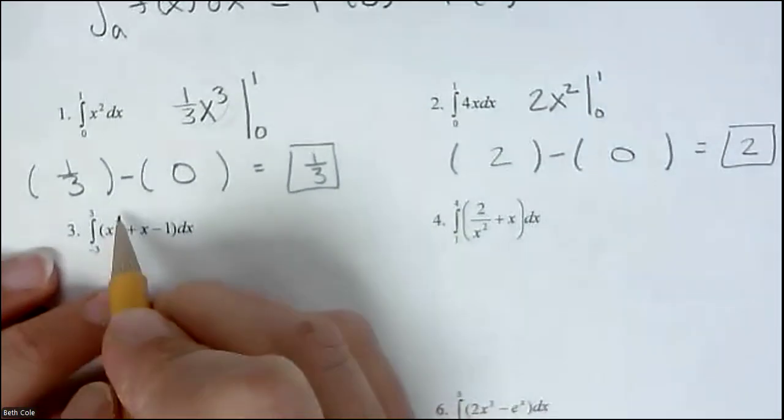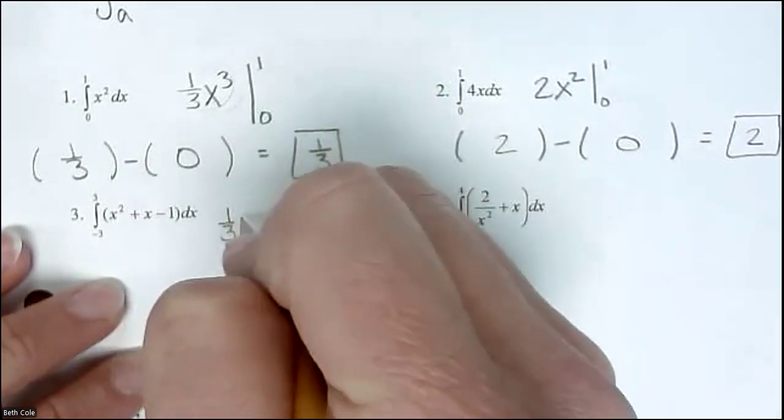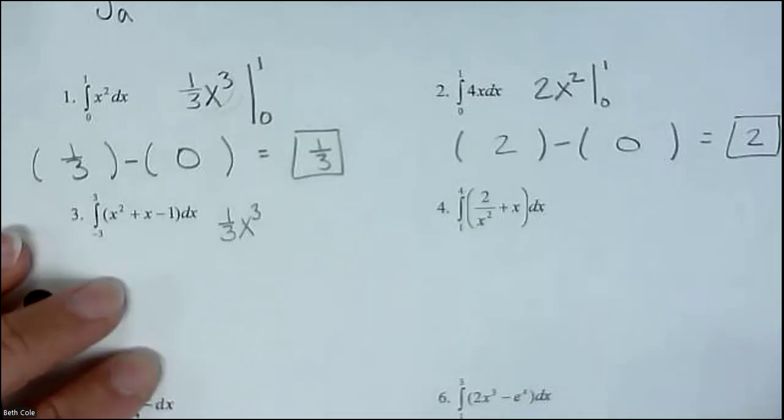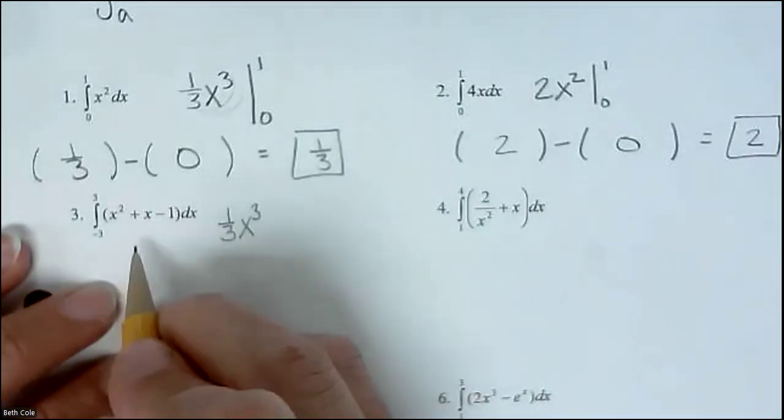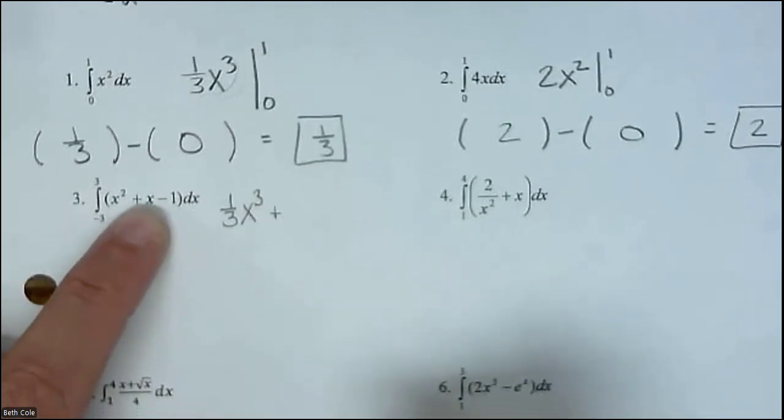All right. Antiderivative for all of this. Well, the x squared is going to be your 1/3 x cubed plus, all right, what's your antiderivative for just x?